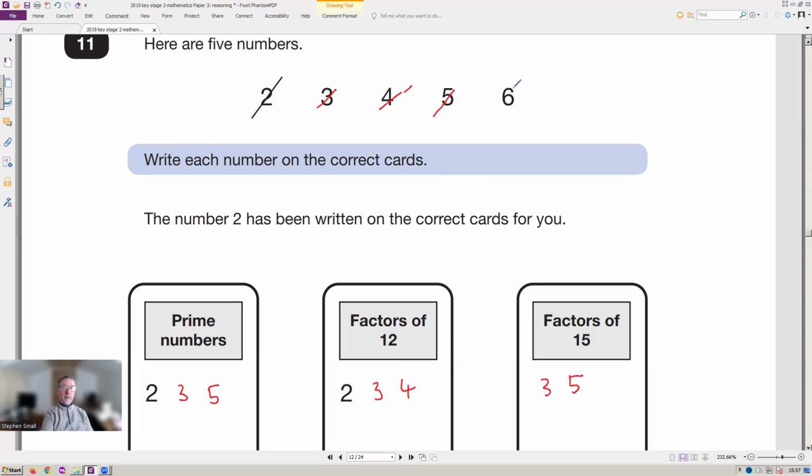Is 6 a prime number? No, because it's even. 2 goes into it. I know 2 is a prime number, but it's the only prime number which is even. So, is 6 a factor of 12? Yes, it goes in twice. There's 6. Is 6 a factor of 15? No, it isn't. We've done the lot. Okay, done.